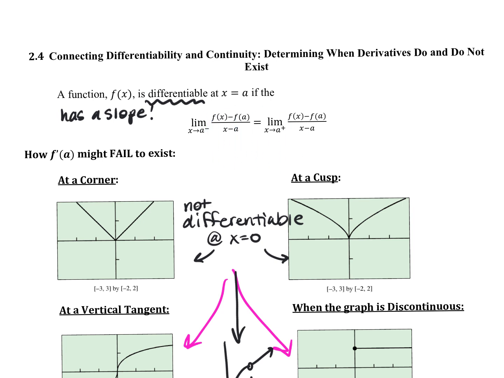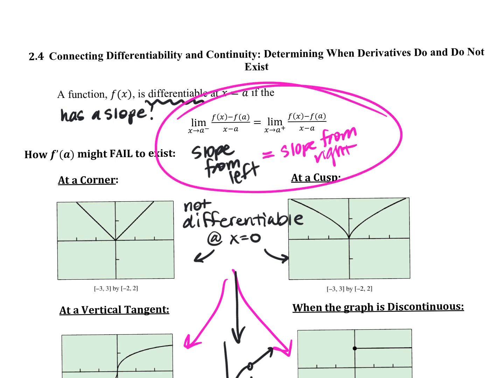That's a lot. So here's what I need you guys to say. Slope from left, I would put that underneath this little definition. I apologize, I didn't leave you as much room. Slope from the left must equal the slope from the right for it to be differentiable. And I'm going to put a little circle around that.